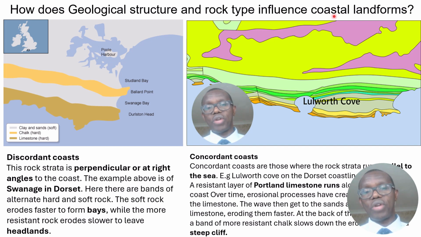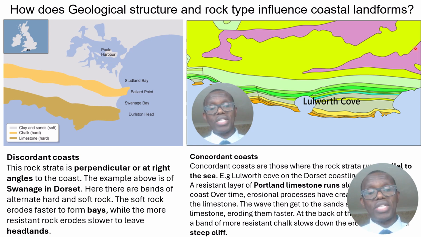So how does geological structure and rock type influence coastal landforms? Geological structure here is referring to the way the layers of rock are laid out along the coastline, and the rock type will be referring to the types of rock, whether they are sedimentary, igneous, or metamorphic. Within sedimentary rocks, we also have different types of rock, such as limestone, clay, and chalk. And we know that all of them have variations in terms of how easily they are eroded. So that is going to affect where different types of coastal landforms are going to be found along a coastline.